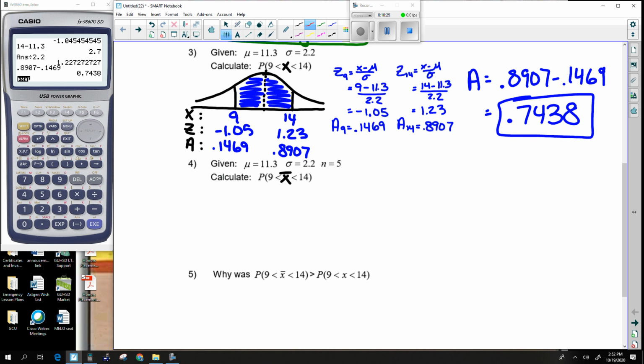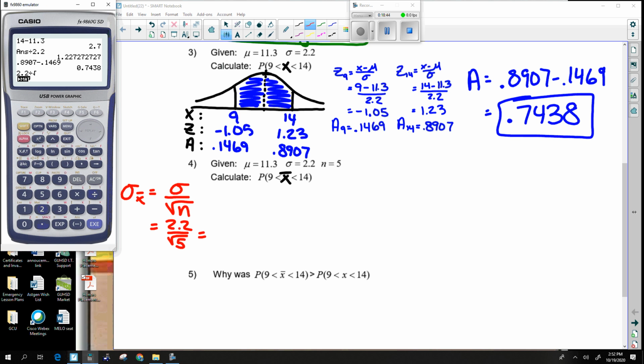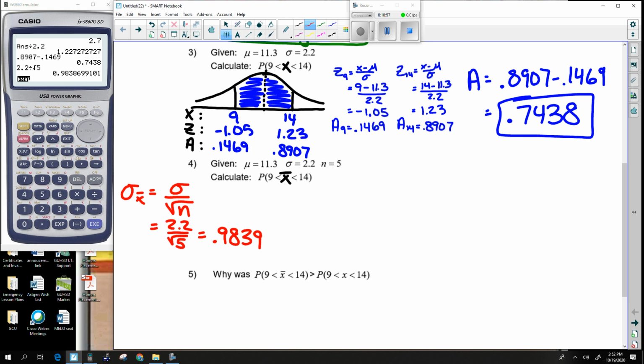So before I get to work with z-scores and things like that, I need to know what is the standard deviation of my sample. And so that's going to be the standard deviation divided by the square root of n. So in this situation, that's going to be 2.2 divided by the square root of 5. So in this problem, it's going to be 0.8939. Excuse me, 0.9839. I'm sorry. 0.9839. That is my new standard deviation that I need to use.